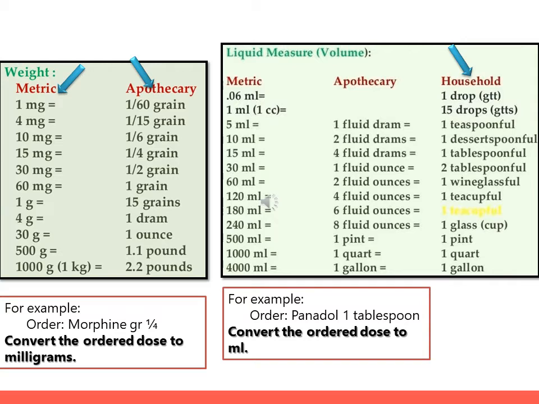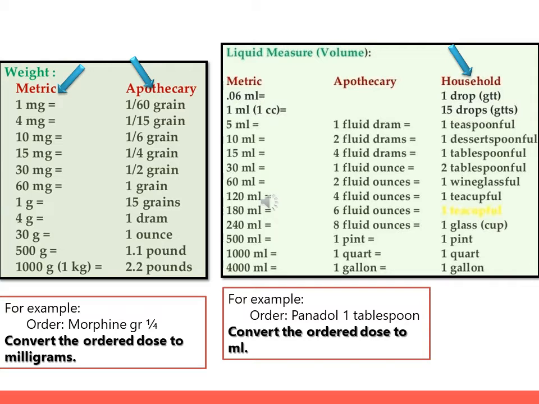Now, as a nurse, I want you to be familiar with these slides. I want you to be familiar with the conversion from metric to apothecary, from metric to household. I'll give you an example. Okay, the order is morphine 1/4 grain. The instruction is to convert the ordered dose to milligram. Now, how do you convert grains to milligrams? Of course, you just need to look at the table. You know that 1/4 grain is 15 milligram.